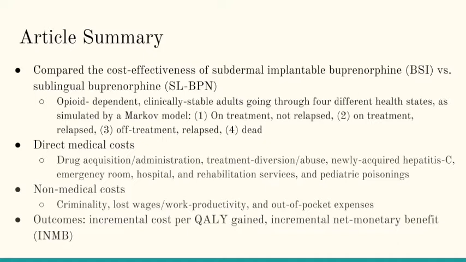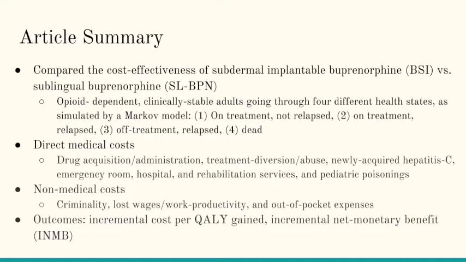Essentially, our article assessed the cost effectiveness of subdermal implantable buprenorphine against sublingual buprenorphine. The author stated that subdermal implantable buprenorphine was recently approved to treat opioid use disorders in clinically stable adults. And in a pivotal clinical trial, subdermal implantable buprenorphine was associated with a higher proportion of completely abstinent patients. In other studies, relapse to opioid use is associated with poor outcomes and increased costs. This study aims to synthesize the clinical outcomes aspect as well as the cost aspect as a pharmacoeconomic evaluation.